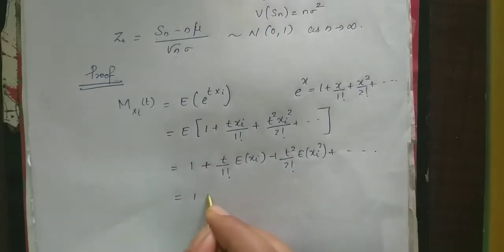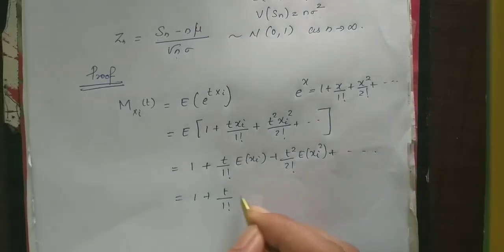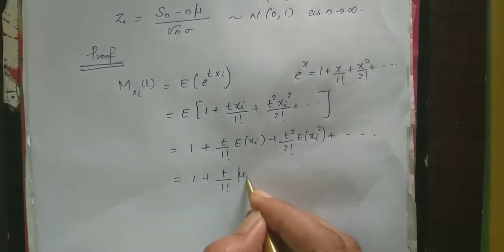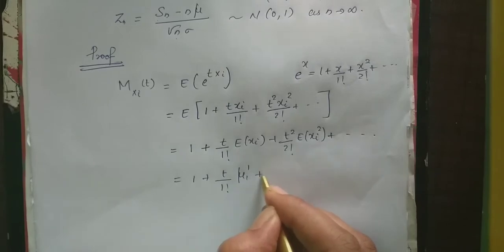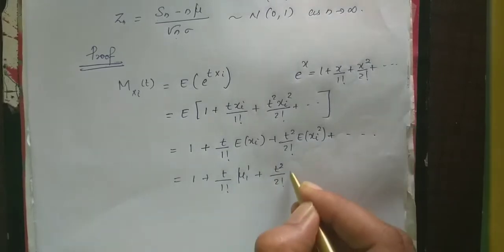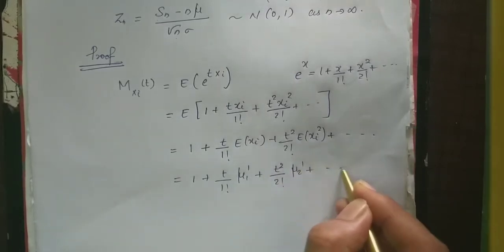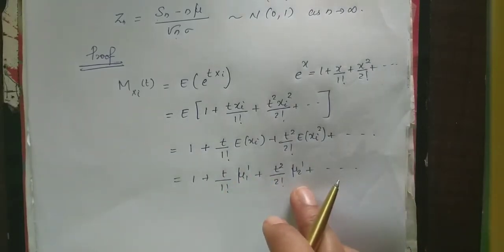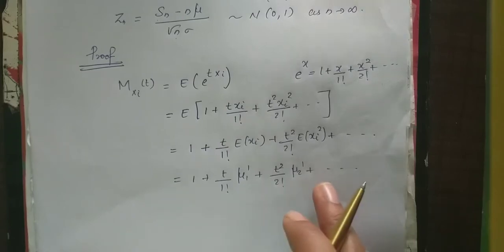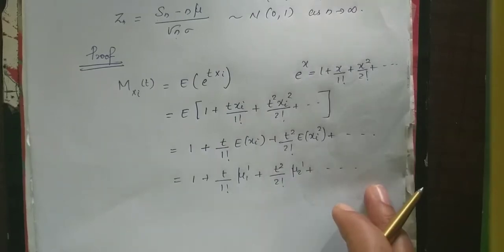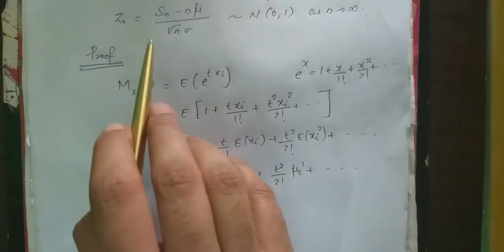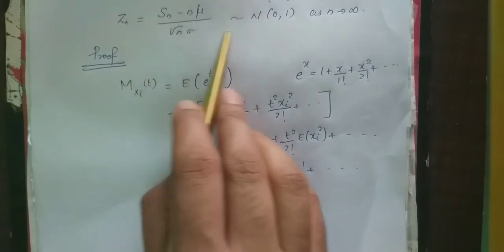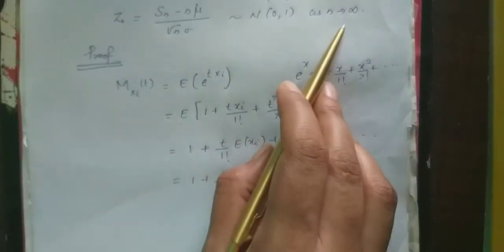That is equal to 1 plus t by 1 factorial. What is expectation of xi? It is the mean. We can denote it as mu1 dash, plus t square by 2 factorial into mu2 dash plus etc., where mu1 dash, mu2 dash, etc. are the moments about 0 of xi. Okay, we have to show that Zn equal to Sn minus n mu by root n sigma follows N(0,1) as n tends to infinity.